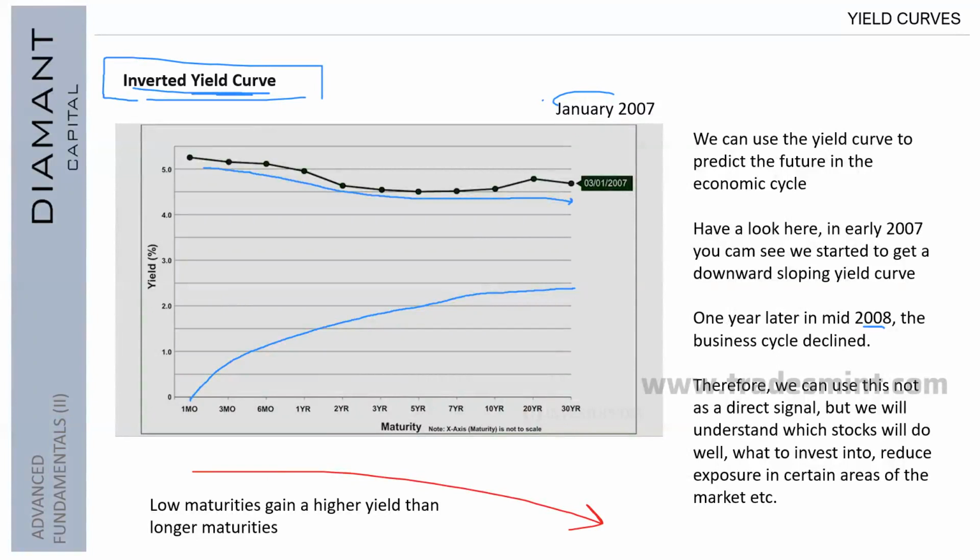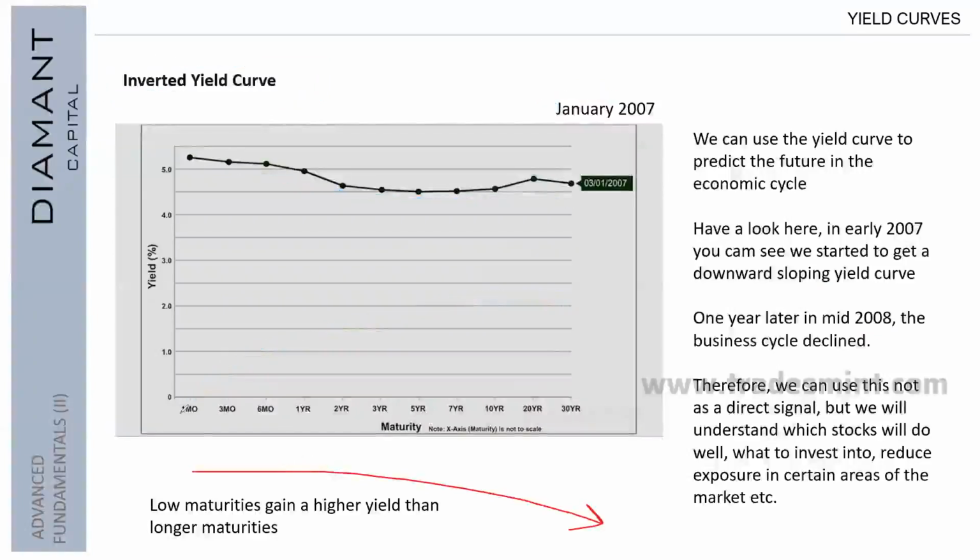Just one thing to understand as well with this, quite obvious, but the shorter term maturity bonds have a higher yield at the time than the longer term maturities. And this just signifies we're not in an economic expansion, because usually you'd expect the opposite.